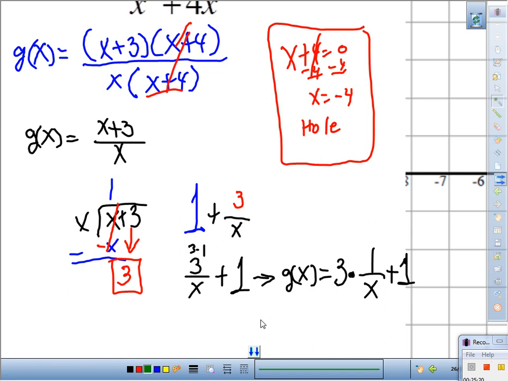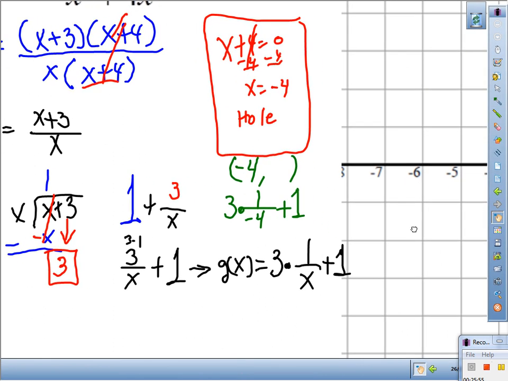Let's go. So I already have my x value. Now I need a y value for the hole. Is that correct? So I write negative 4 here. What do I do with that? I substitute it into my new function. My new function is 3 times 1 over x. What is x now? Negative 4. And then at the end, plus 1.